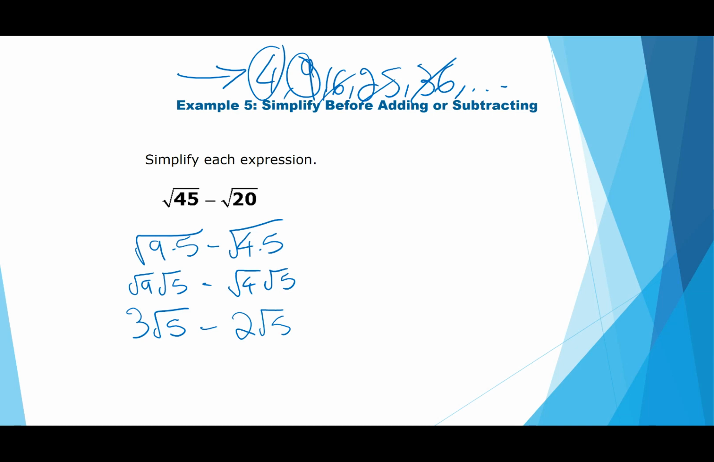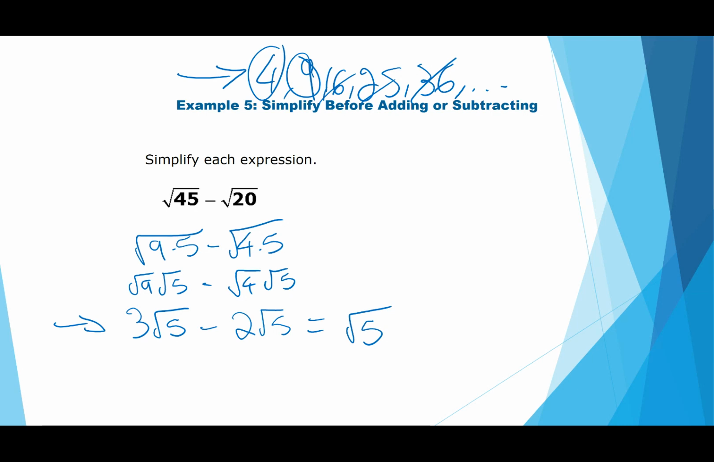So we've simplified our radicals, and now you'll notice both terms have like radicals in it. Both have square root of 5. So that means we can combine them. 3 square root of 5 minus 2 square root of 5 to be 1 square root of 5, or simply just square root of 5.